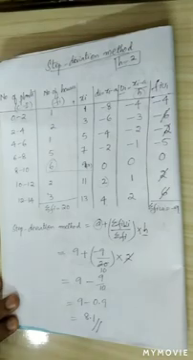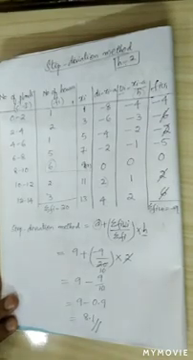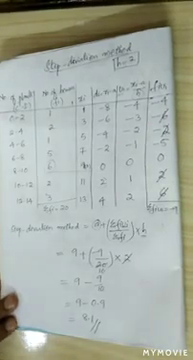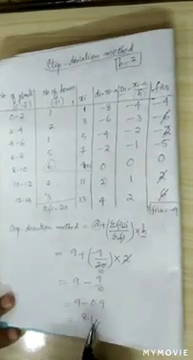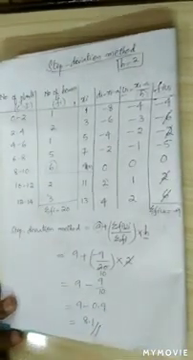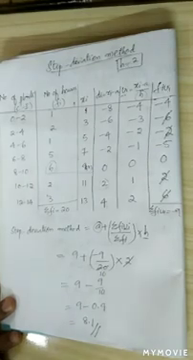We used the same question and tried it with 3 different methods: direct method, assuming method, and the step deviation method. What we noticed is that we got the same answer with the help of the 3 methods. It means the 3 methods give us the same answer for the mean.